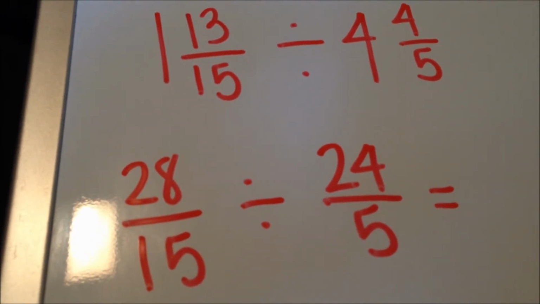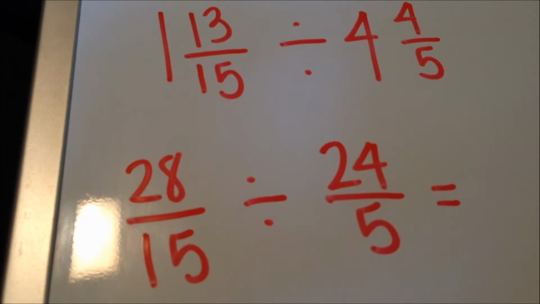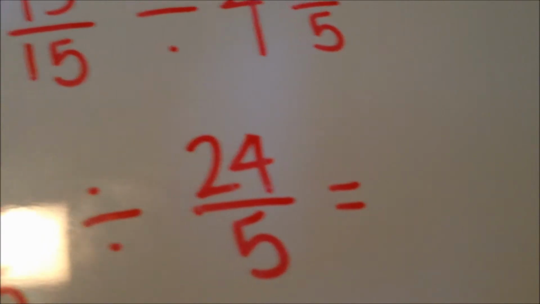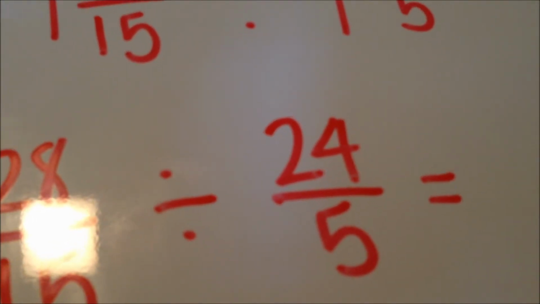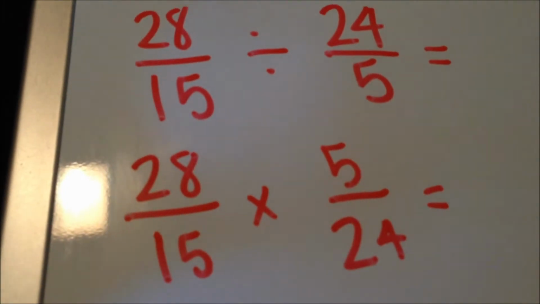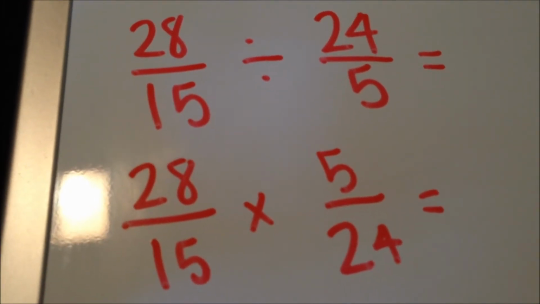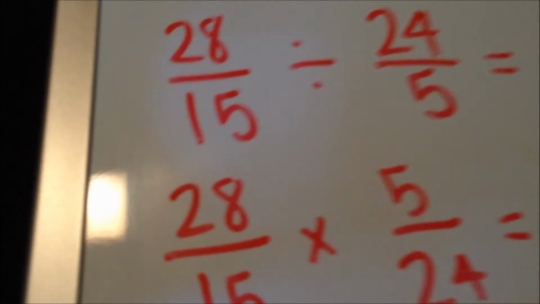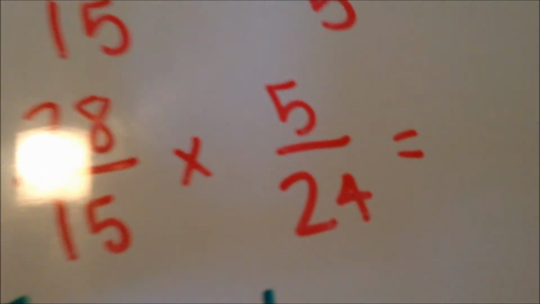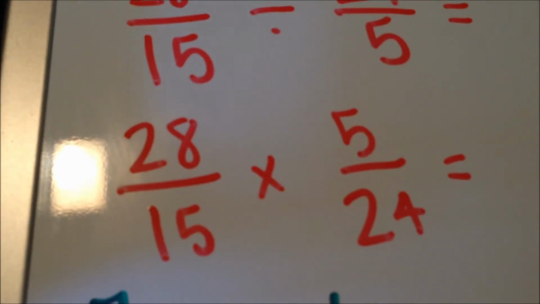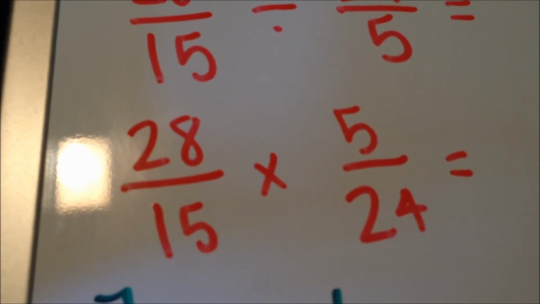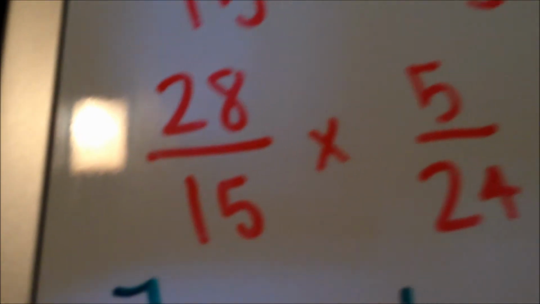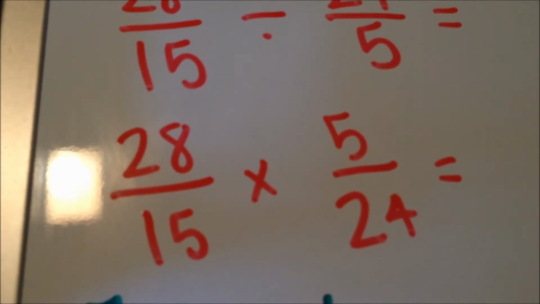The next thing you want to do is convert the division problem into a multiplication problem. So write 24 over 5 as its reciprocal, 5 over 24, and then change the division into a multiplication symbol. So we're going to have 28 over 15 times 5 over 24. The next thing you want to do is determine if you can cross-reduce. 28 and 24 can cross-reduce. What's the largest number you can divide them both by? We can divide them both by 4. And then 5 and 15 can also cross-reduce. They're both divisible by 5.